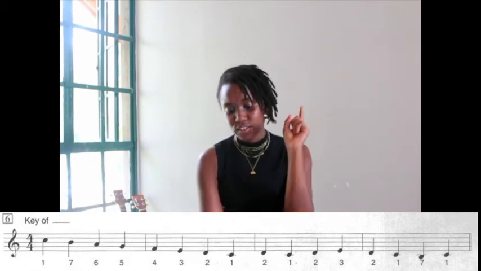The key of C. So C is our do. How we know what key a line is in is by knowing what the do is. Now in this case, every line begins with do. There are some lines that will begin with mi, some that will begin with re. So it depends on what we have in front of us, but we know for now that this line is in the key of C because it begins with C.